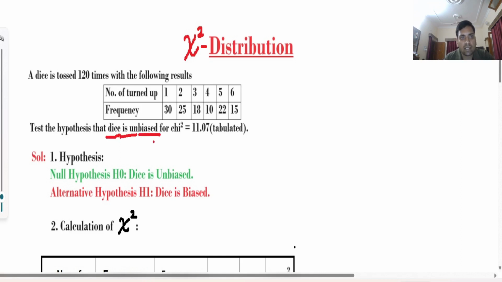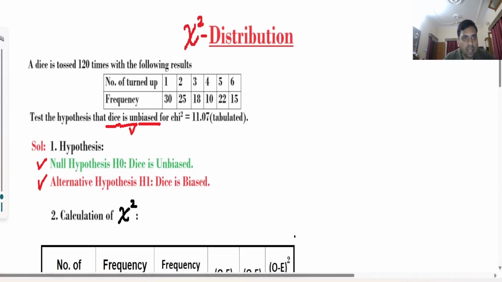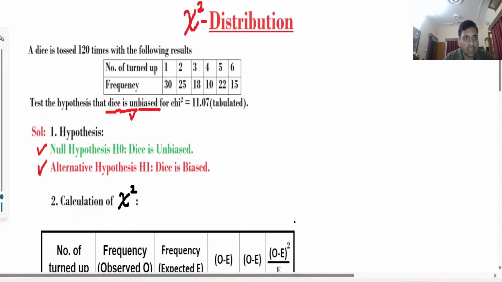First task, we need to write hypothesis for chi-square. We will write the statement, dice is unbiased, as the null hypothesis, and for the alternative hypothesis we will consider its opposite, that the dice is biased. First task is writing hypothesis in the form of null hypothesis and alternative hypothesis.